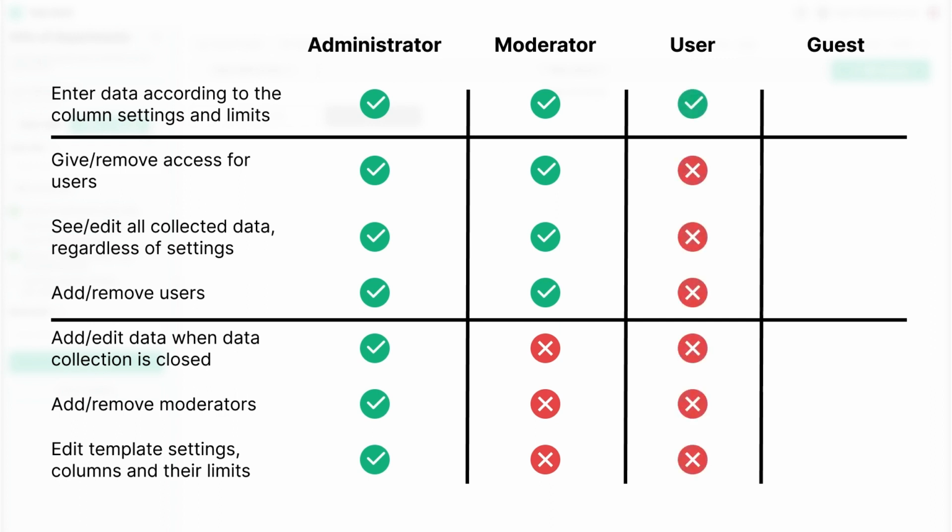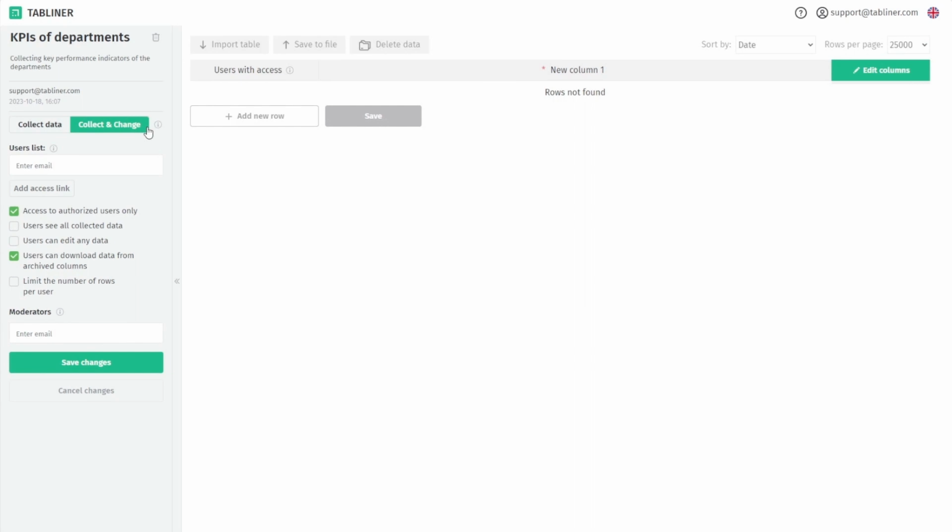Then there are users. They cannot change the template settings. They are subject to all data collection mode restrictions as well as other access settings. Guest. This is the access level where the user cannot enter new data into the template and can only see the data that all users can see. If you want to learn more about them, I recommend reading about them in the documentation on our website.